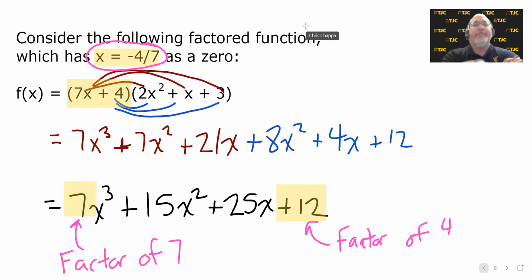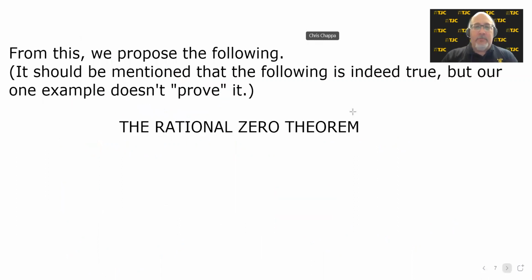More generically, the numerator of the 0, in this case 4, I know it's negative, but we can worry about that later, the numerator of the 0, 4, is a factor of the last term, the constant term. And the denominator of the 0, 7, is a factor of the leading coefficient, the number in front of x cubed, which is what the rational 0 theorem says.